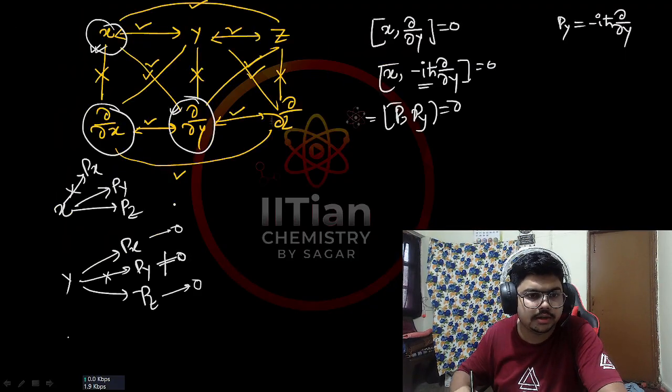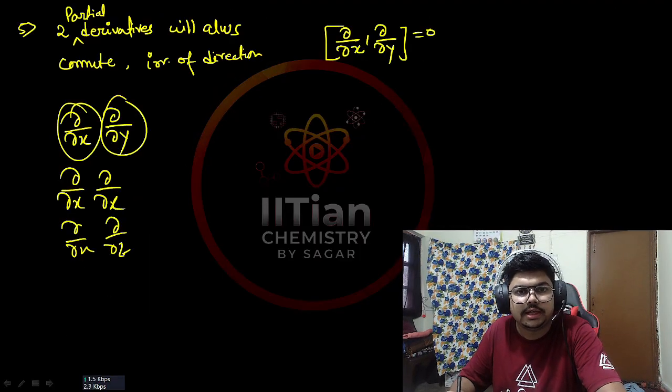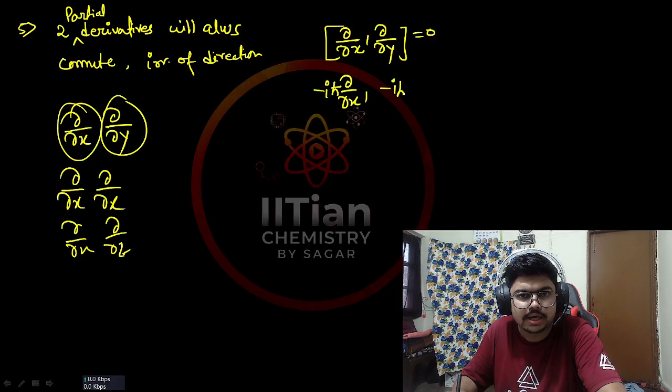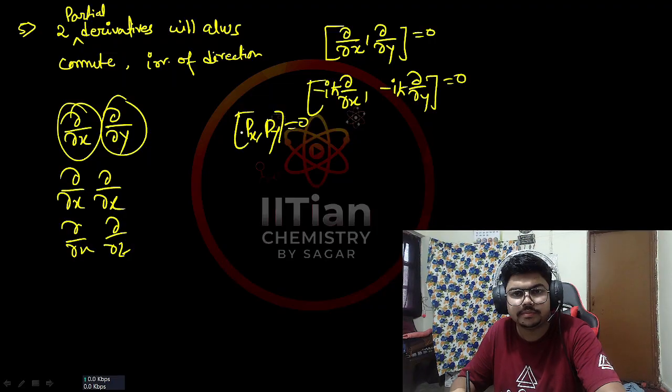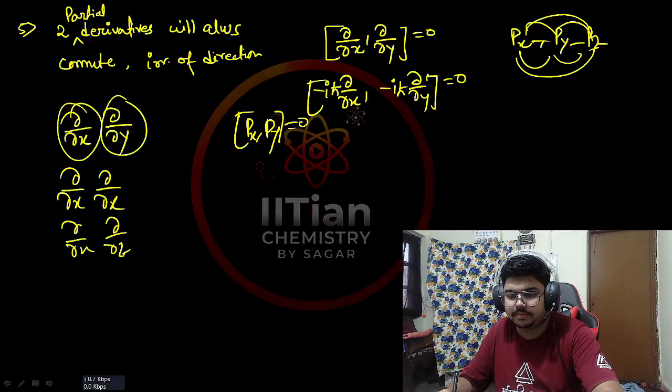In the last slide, did I say something wrong here? x, py will commute, that means the commutator value is 0, right? That means minus i h cross del del x comma minus i h cross del del y will also be 0. That means px comma py will also commute with each other. So px, py, pz in any combination, they will commute with each other.